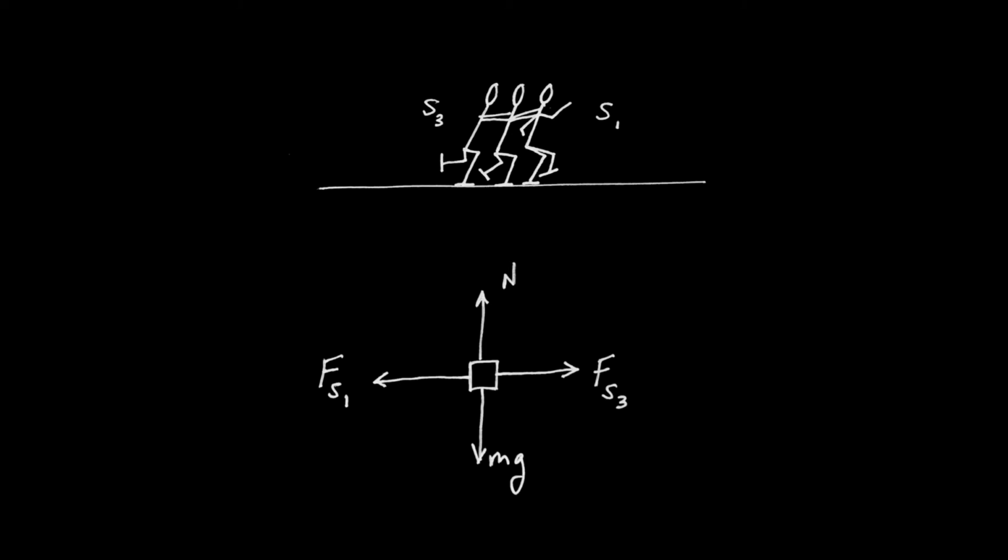Now, the skater in the middle has a skater in front, skater 1, and a skater in back, skater 3. It's probably easier to see that skater 3 is pushing the skater in the middle from behind. That means that the force that skater 3 exerts on skater 2 is directed to the right. So on my free body diagram, I put the force of skater 3 directed to the right.